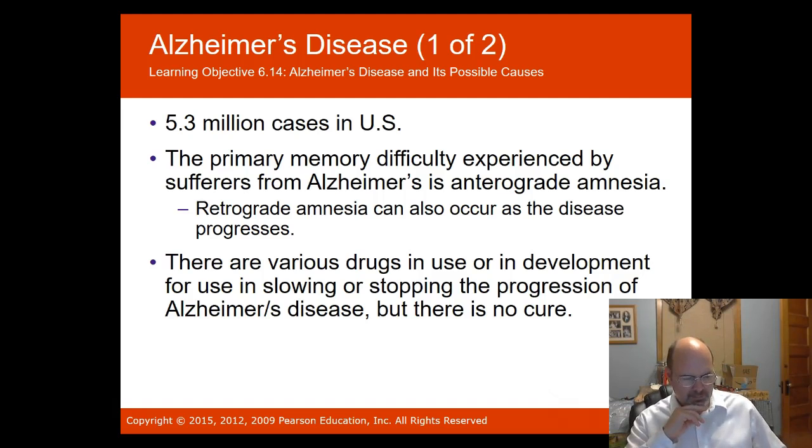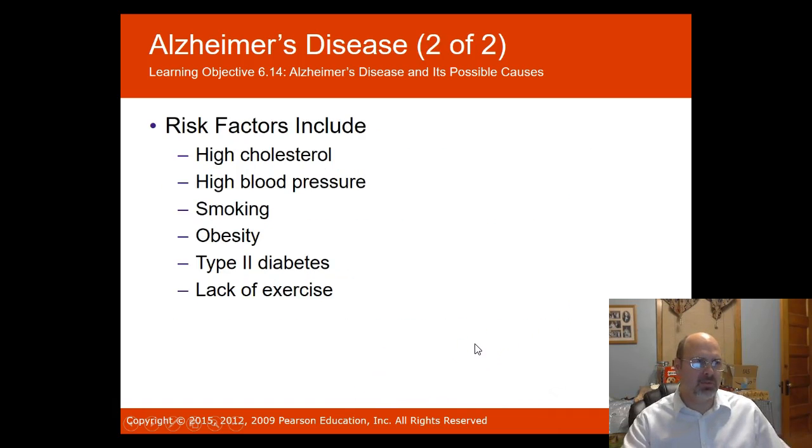Now, there's what's called early onset Alzheimer's, which is more genetic, but that only makes up about 5% of cases of Alzheimer's. There are drugs in use or in development for slowing or stopping Alzheimer's, but there's no cure. They can delay it, but it doesn't cure it. Risk factors include, and so if you want to reduce the chance of getting Alzheimer's, keep your cholesterol low, your blood pressure low, don't smoke, don't eat too much, keep blood sugar regulated, healthy exercise, healthy food. Also keep your brain mentally active. You'll tend to do better if you take good care of your brain.